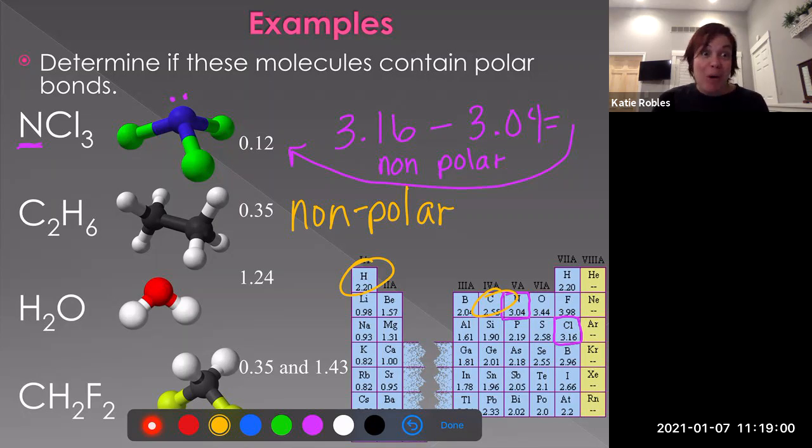It's really polar. It's incredibly polar. It's so polar that it creates hydrogen bonding, right? So the hydrogen has that 2.2 and the oxygen has 3.44. So 3.44 minus 2.2 equals an electronegativity difference of 1.24. That's a very polar bond.